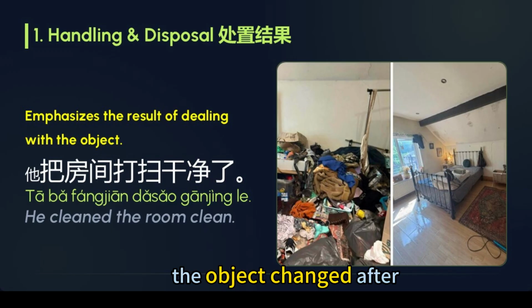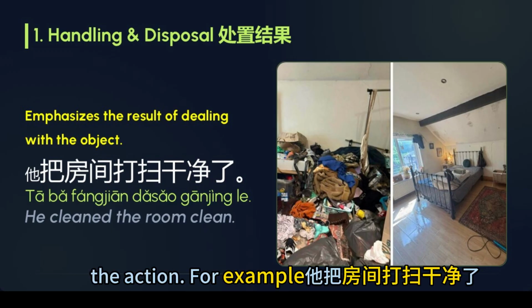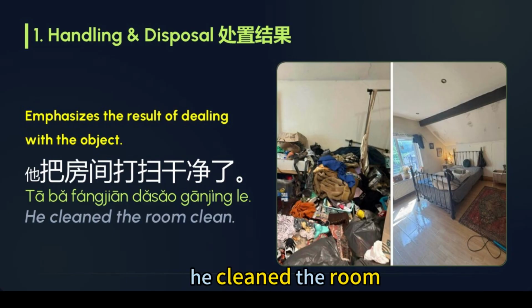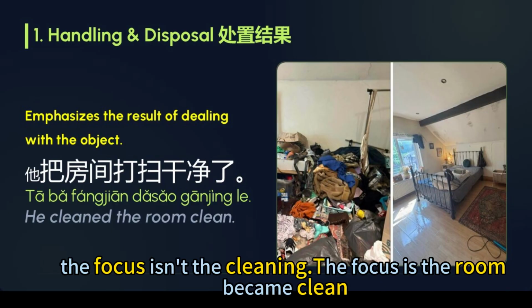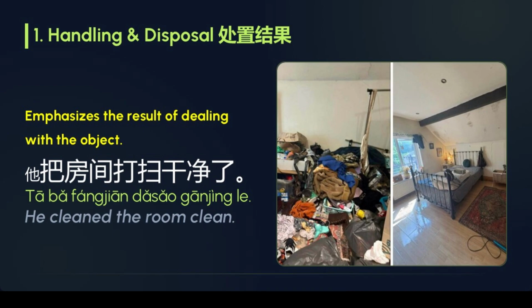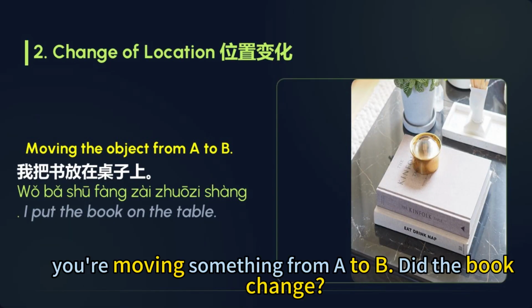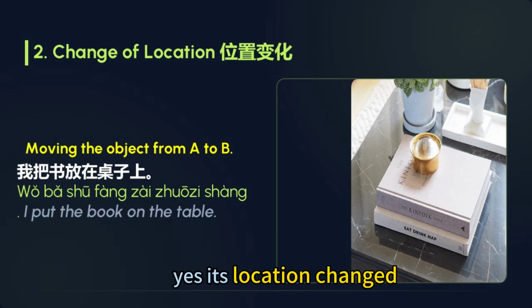The object changes after the action. For example, 他把房间打扫干净了. He cleaned the room clean. The focus isn't the cleaning. The focus is the room became clean. Okay, second, change of location. 我把书放在桌子上. You're moving something from A to B. Did the book change? Yes, its location changed. That's why 把 works here.